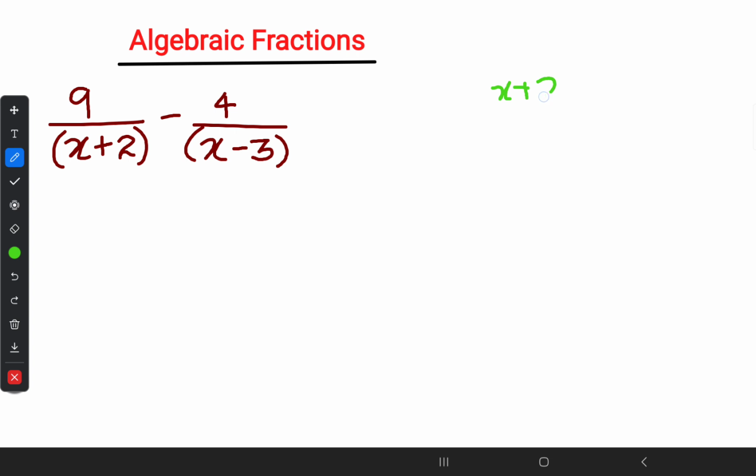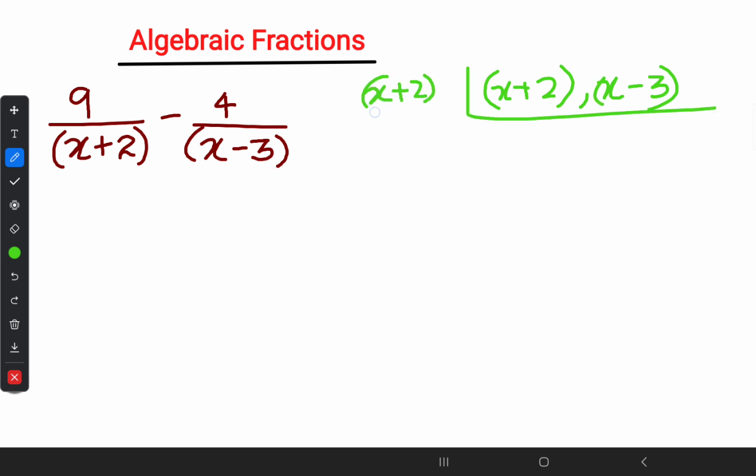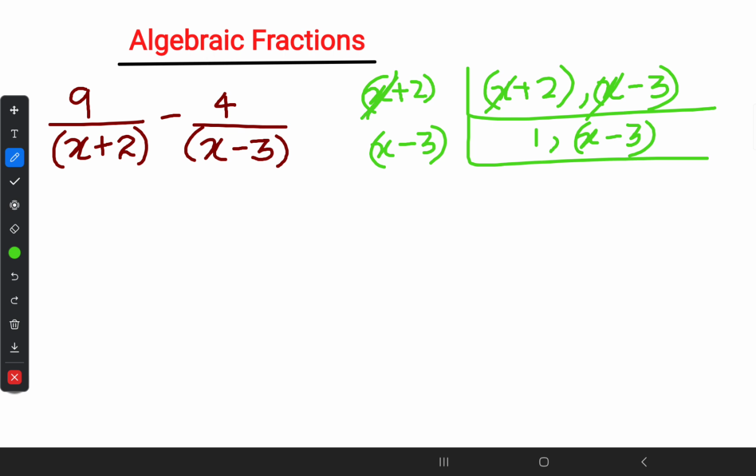So x plus 2, comma, x minus 3. For these two expressions, we are going to find the LCM. First, I'll divide this by x plus 2. That will give you 1, comma, x minus 3. Thereafter, I can simplify by the expression. Since these are expressions, you cannot simplify x with x. That's not possible. These are expressions. Now you can simplify expression by expression, 1, comma 1.